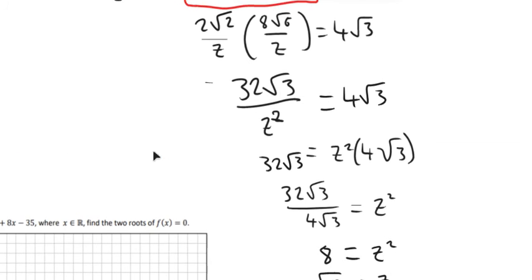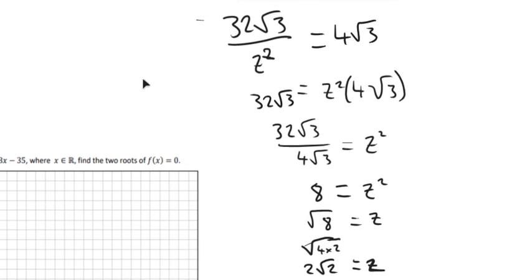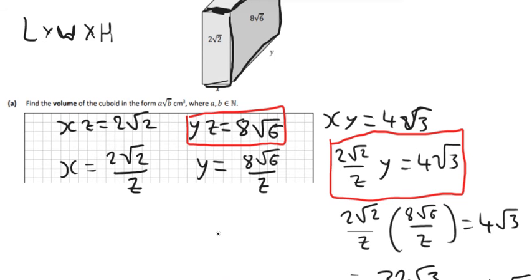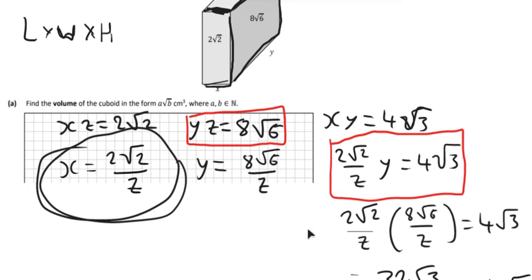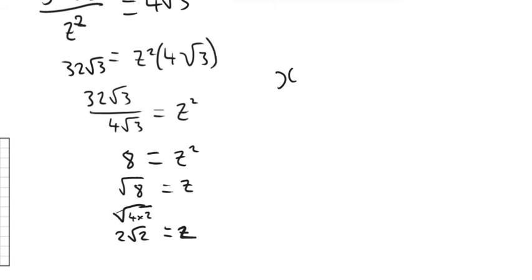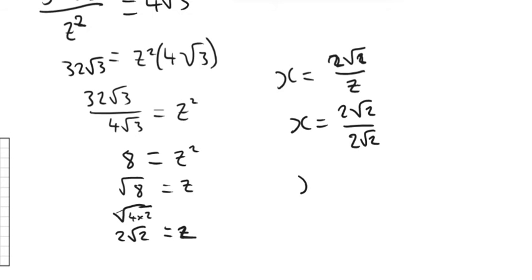So I know that 2 root 2 is z. So let's just use that then. Let's go back up and put it into one of the other ones. So I'm going to put it into this one here. So x is 2 root 2 over z, but z is 2 root 2, well then x is 2 root 2 over 2 root 2. So x has to just be 1. So x is 1. So that's simple.